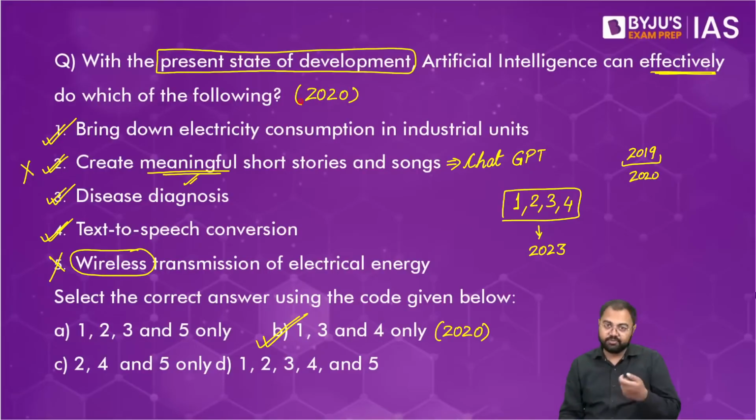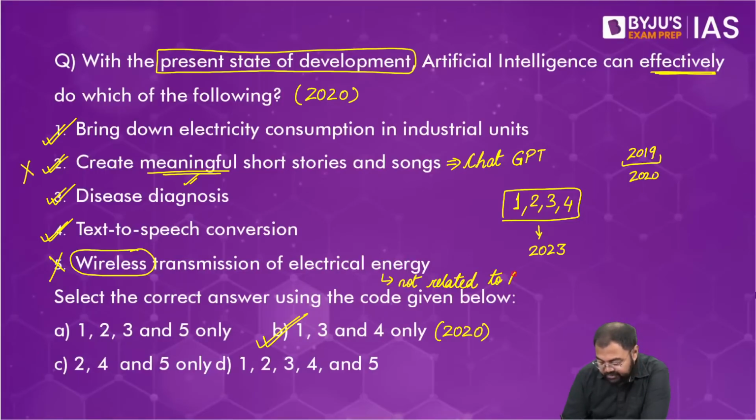So ChatGPT was not present, and hence the second statement was also wrong. The fifth statement is wrong anyway, because this is not related to artificial intelligence. If at all it happens, it will only happen due to electrical properties or magnetic properties. It will never happen on its own.